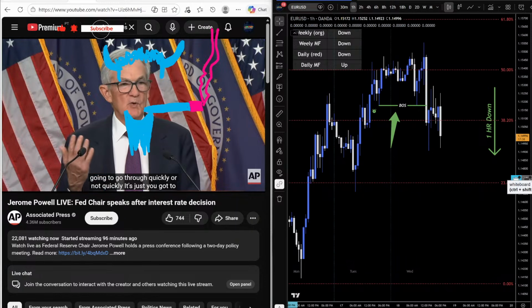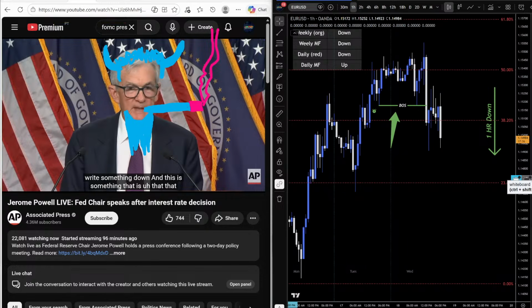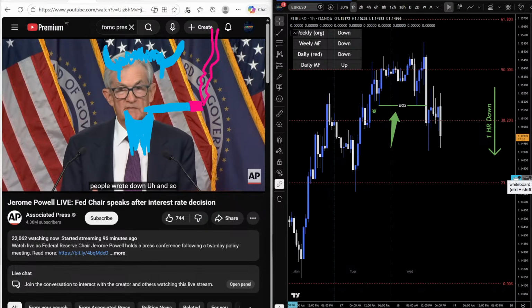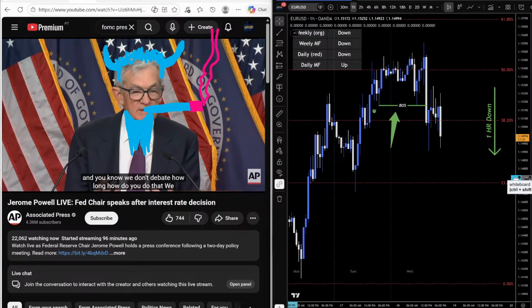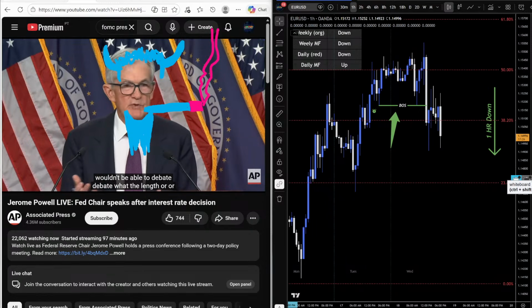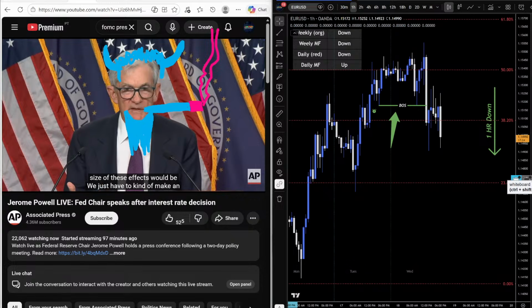We don't debate how long. We wouldn't be able to debate what the length or size of these effects would be. We just have to make an individual statement. And also, what you've written down before, you'll be reluctant to move too far away from that just because you don't know. It's so unclear what the direction from this particular end will be.